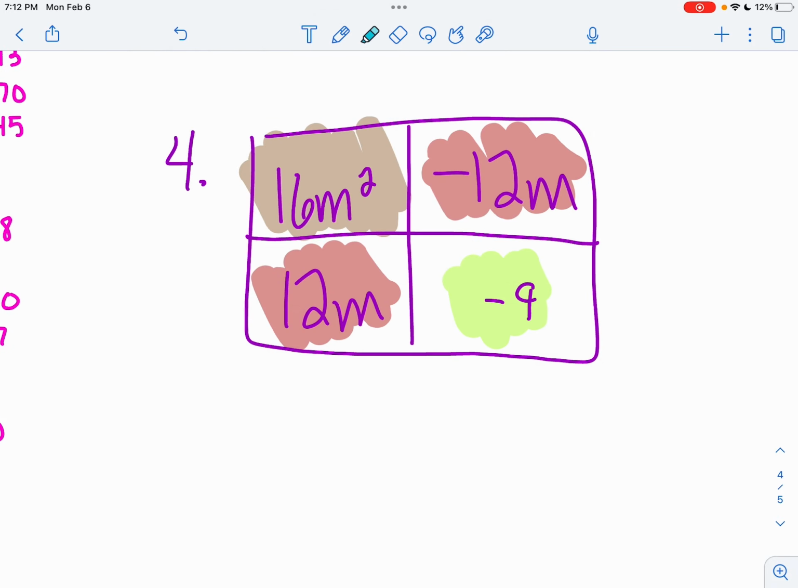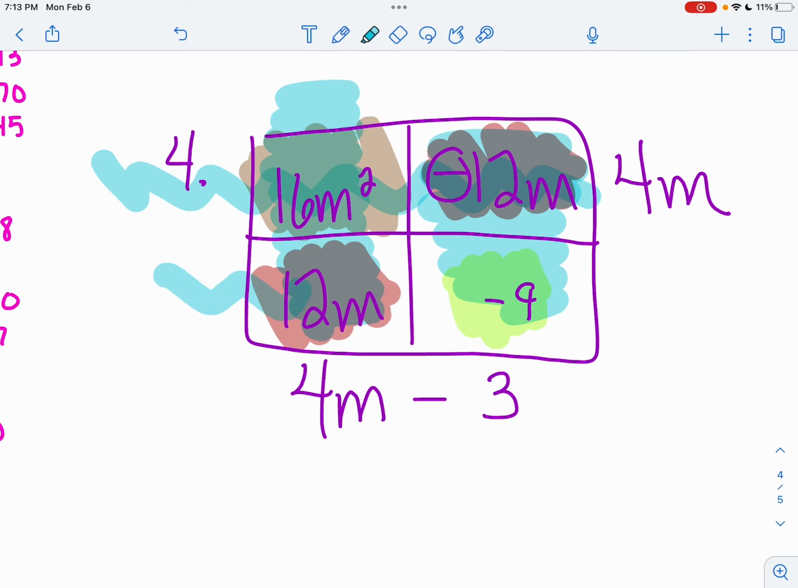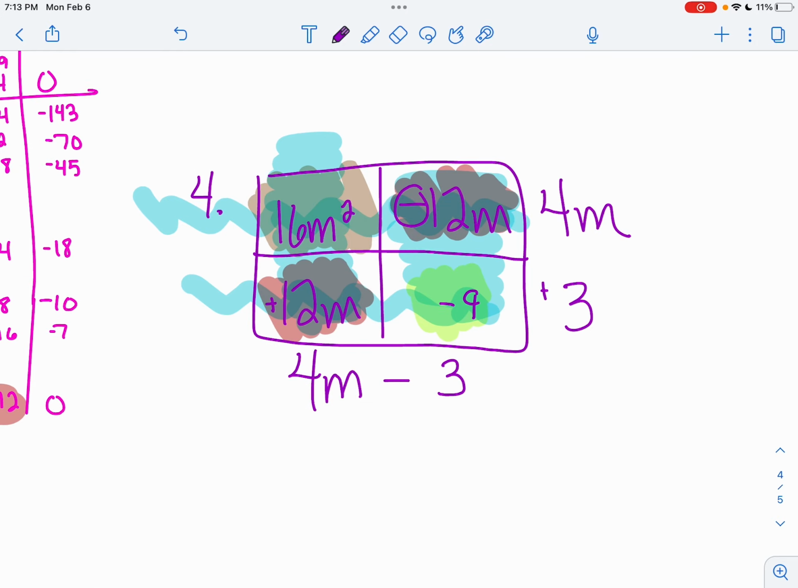GCF time. What's the GCF of 16m squared and 12m? Is that 4m? What's the GCF of 12 and 9? 3. And because top to bottom, that's a negative. Now GCF this way, 16 and 12 again, that's 4m, and they both have an m. And GCF here, 12 and 9, 3, and they don't both have an m. And that's a positive 12, so positive 3.